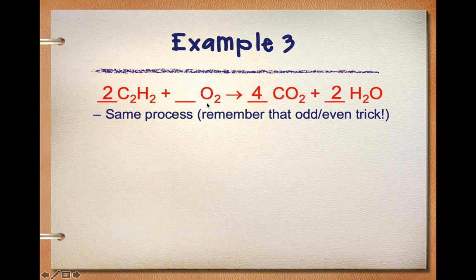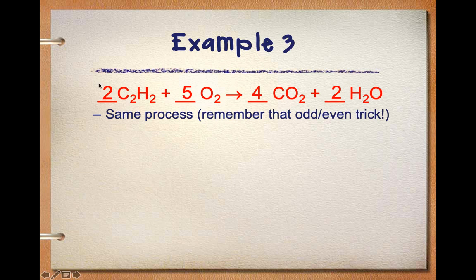Now let's check our oxygens. I still only have 2 on this side. 4 times 2 is 8 oxygens here, plus 2 oxygens here. That equals 10 oxygens. So what times 2 would give me 10? Blank times 2 equals 10, 5. So I need to put a 5 in this blank.